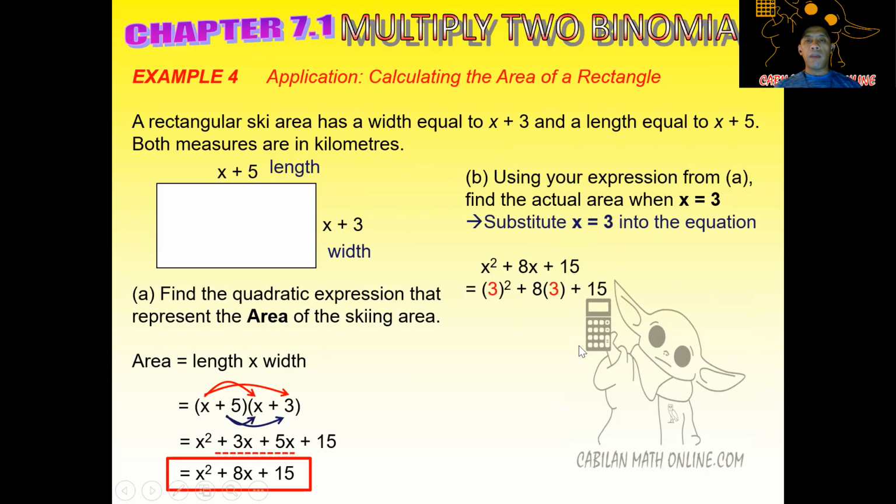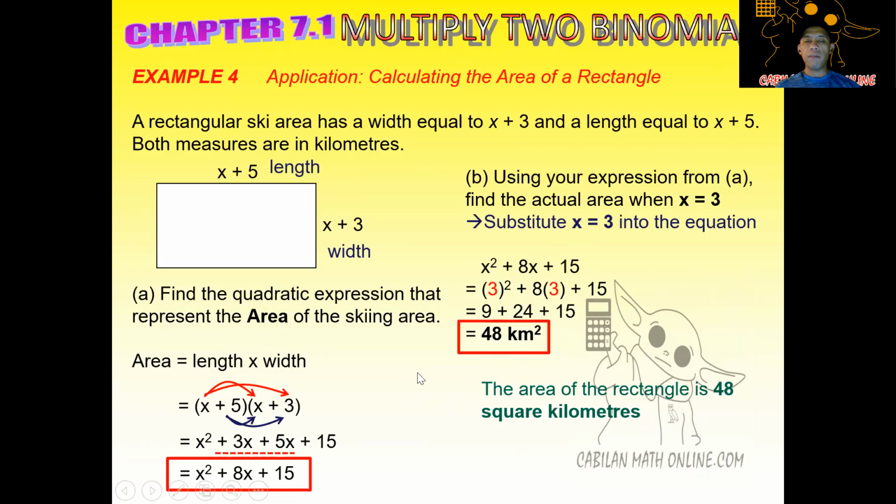All right. Now, if you carefully put this in your calculator, you put the 3 in brackets and you square it, and you go plus 8 in brackets 3, and then plus 15, that should give you a final answer there of 48. Now, if you don't have a scientific calculator, I just broke it down for you in the previous step here. So 3 squared gives me 9, 8 times 3 gives me 24, and then we have the 15. We add them together, and we get 48 square kilometers there. All right?